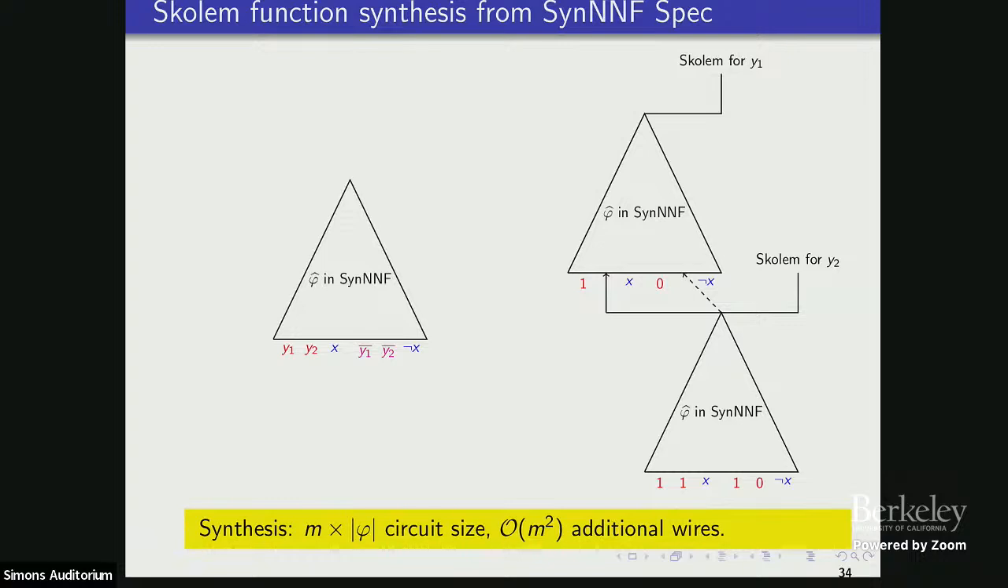So we can show that if this representation had size m, then all the Skolem functions can be represented by a circuit of size m times that, with at most order m squared additional connections. So if I have this in SYN-NNF, I can actually do synthesis in polynomial time, starting from the SYN-NNF representation. But of course, converting an arbitrary specification to SYN-NNF will incur a worst case exponential blowup, given the conditional lower bounds.